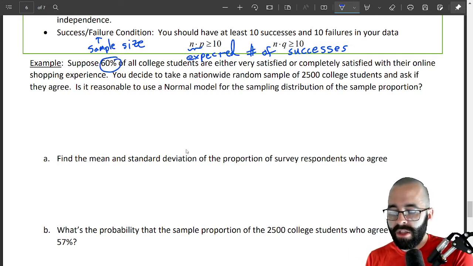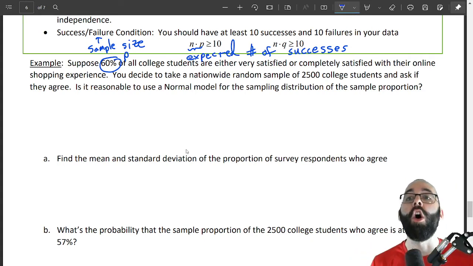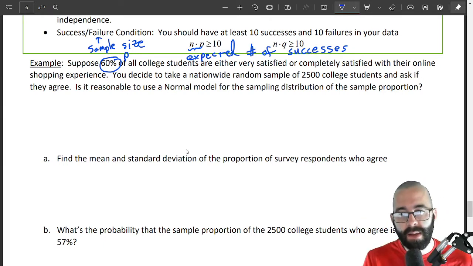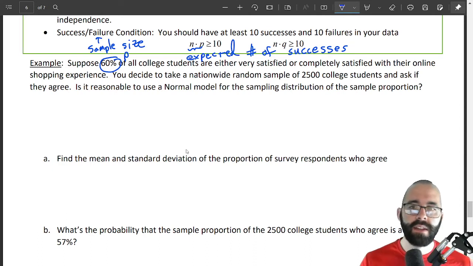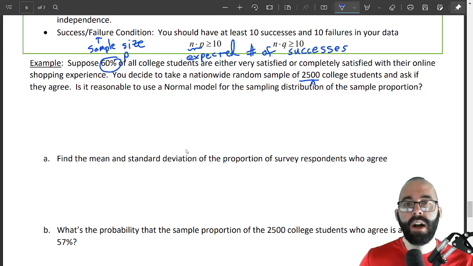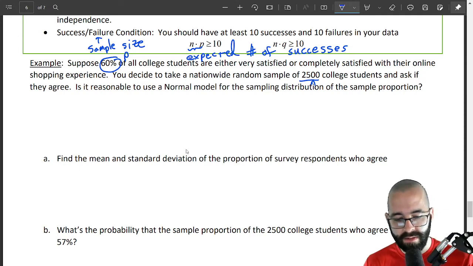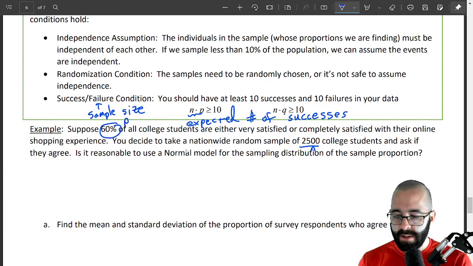And we're assuming that this right here is our true population proportion. 60% of all college students. All means population. Not just a sample, not just a subset. So we decide to take a nationwide random sample of, ooh, that's a big sample, a big sample size of 2,500 college students and ask, do you agree? Is it reasonable to use a normal model for the sampling distribution of the sample proportion? Well, let's check each one of these. Independence.